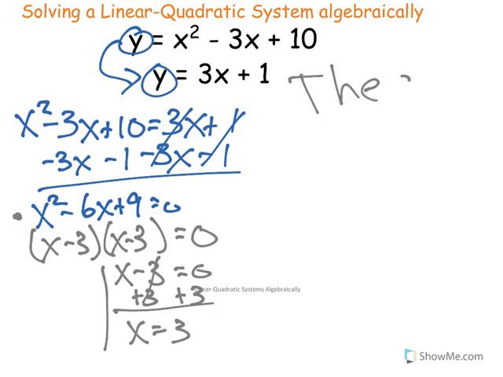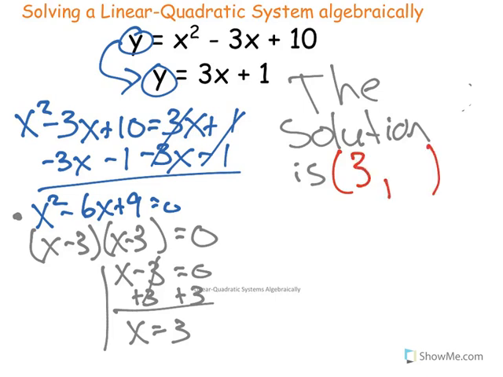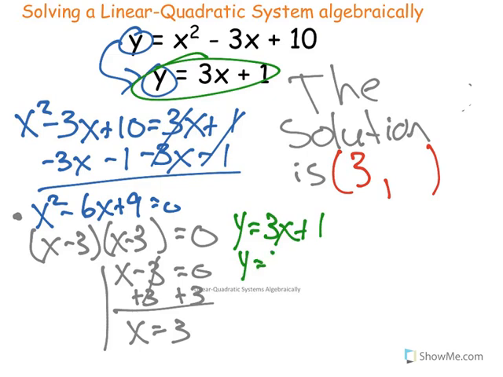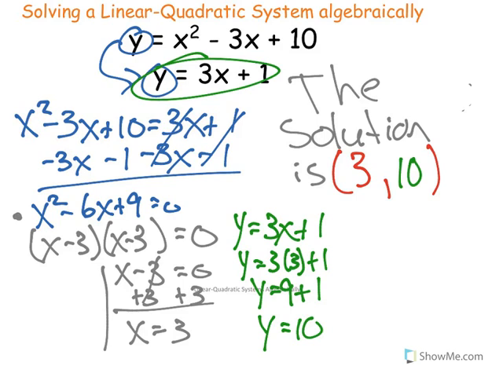So I know I'm going to be able to write a sentence that says the solution is, and I'm going to start with 3 comma something, and I need to find out what the y coordinate is. And again, we can use either equation. It is generally much easier to use the linear equation. And we should get y is 10. So we only have one solution for this one.